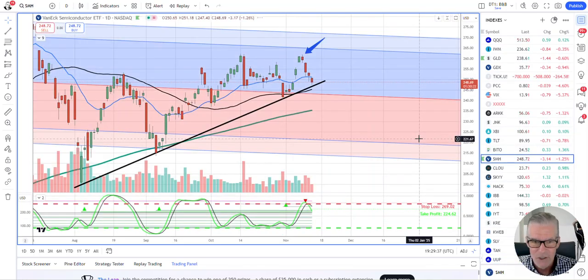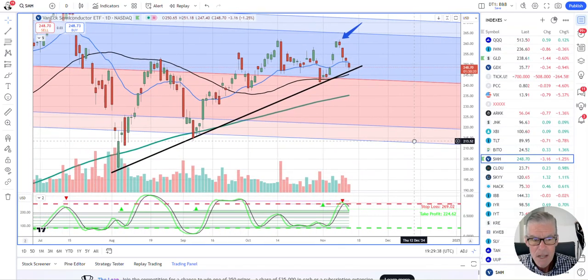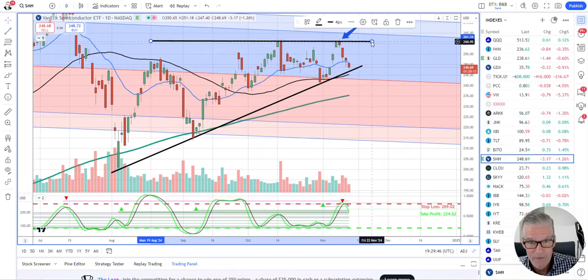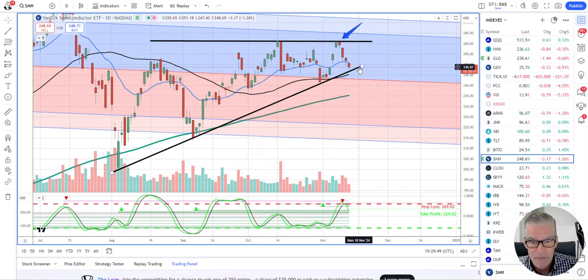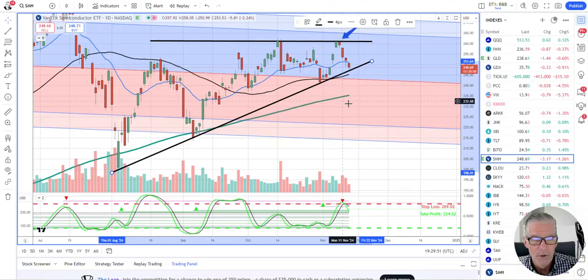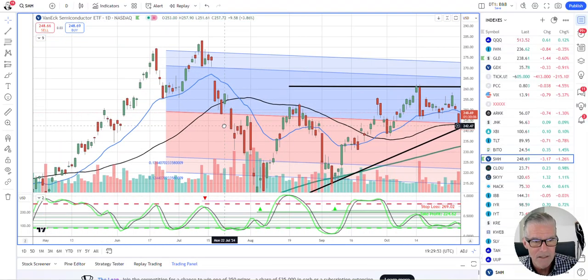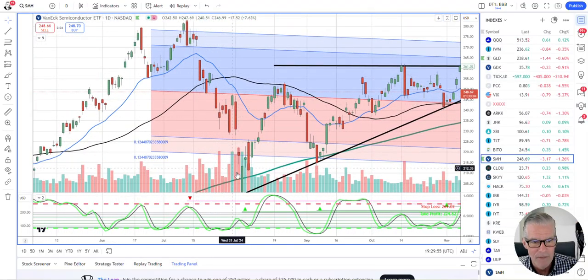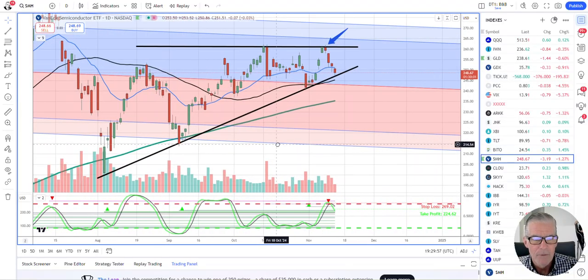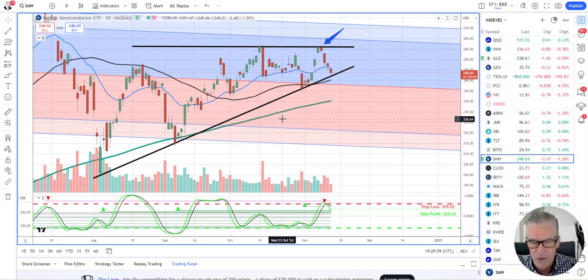Now, SMH is your semiconductor index. And I just said in the room that I like this setup. Someone on Twitter asked me, what's my favorite technical setup? It's this one right here. Although I have to say, not quite, because this is kind of coming at the bottom of a pullback. I prefer to see this at the top of a strong up run.